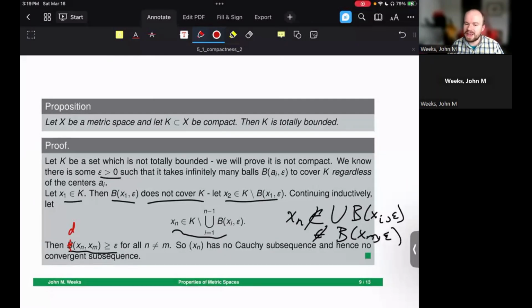So the contrapositive gives us what we want. Any compact set must be totally bounded. So maybe this characterization helps us with trying to figure out what compact sets look like. If we already know that compact sets are totally bounded, we just need to be able to show the reverse. Namely, if you have a set that is closed and totally bounded, then perhaps we can say that it is compact. And that's exactly what we get to say.